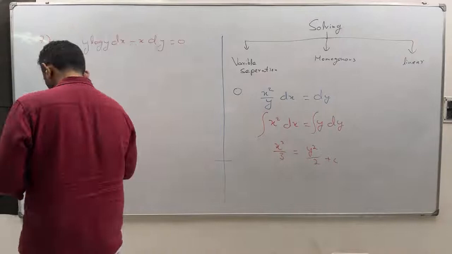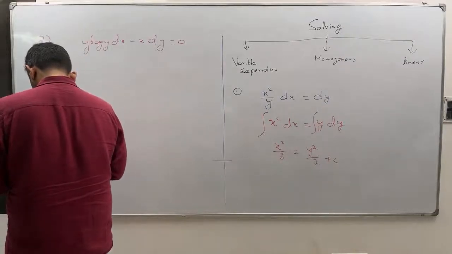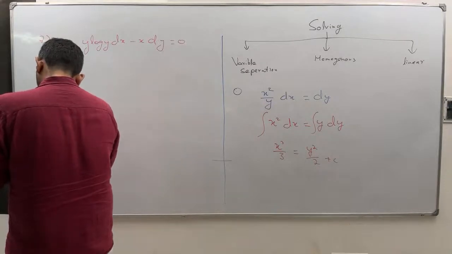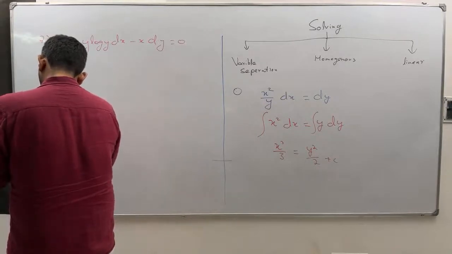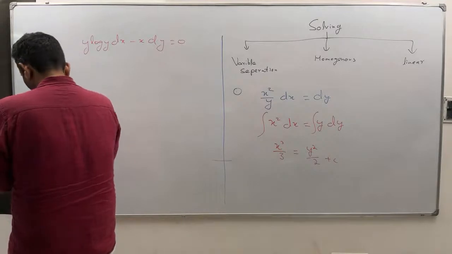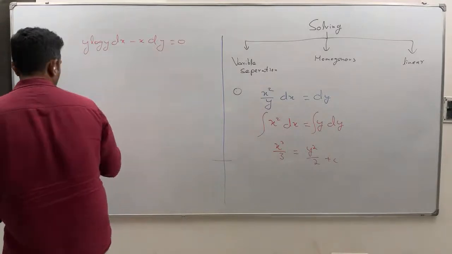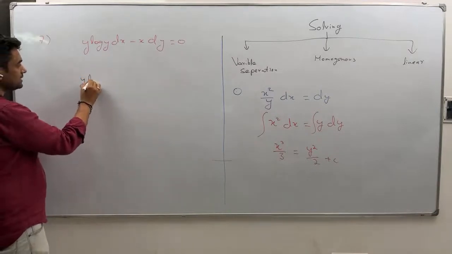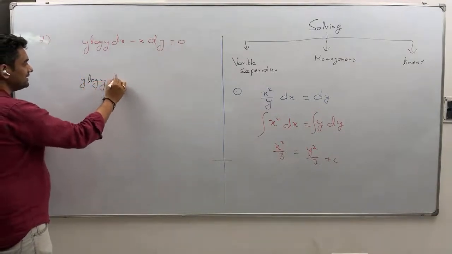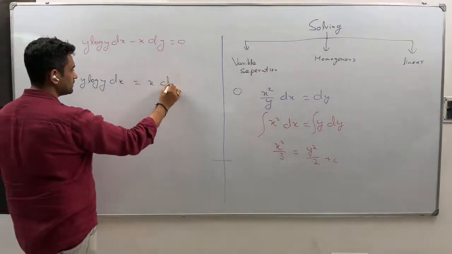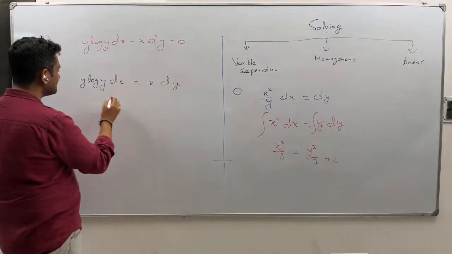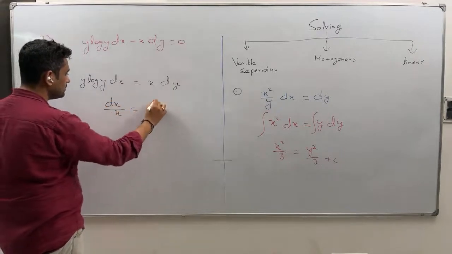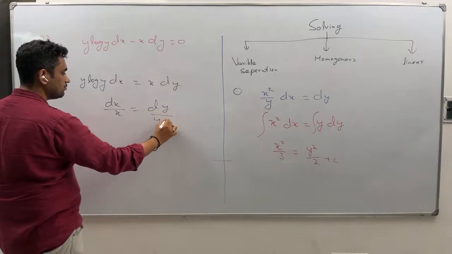So what we will do over here is that we'll separate the variables. So we can write it as y log y dx. This will be equal to x dy. So we can further simplify it and write it as dx by x will be equal to dy by y log y.